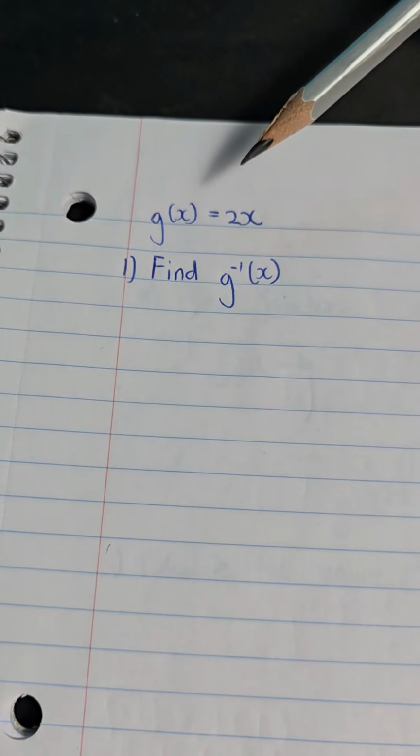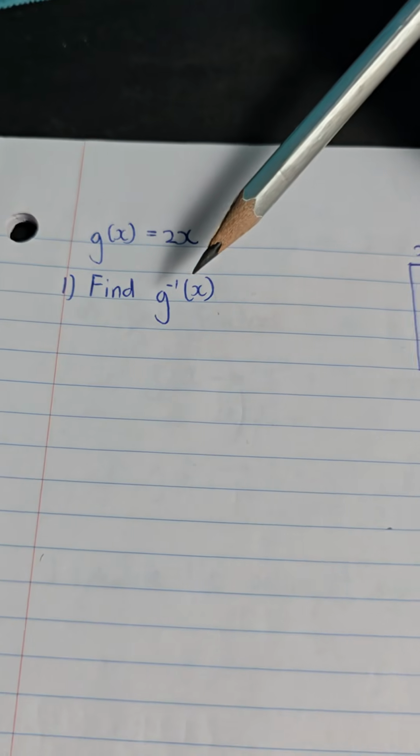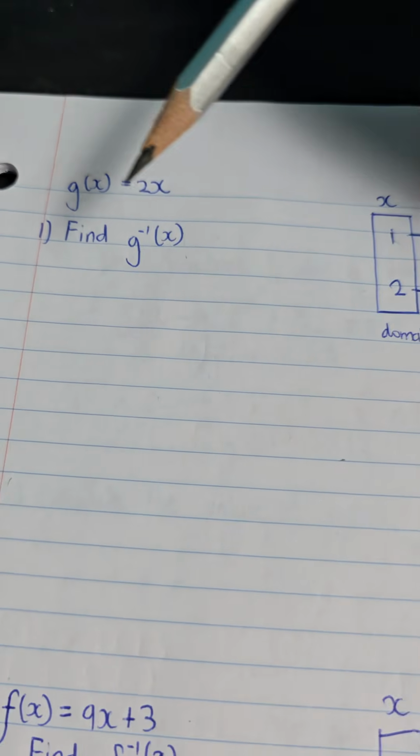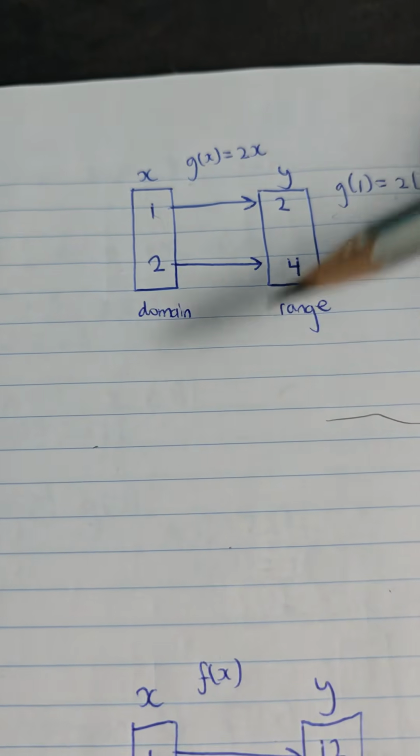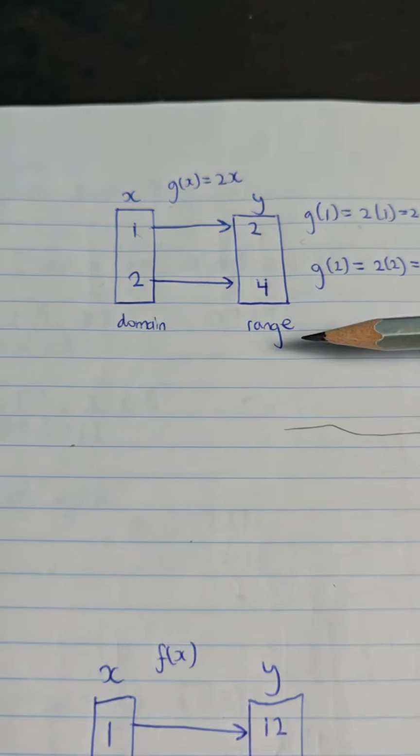We have g of x is equal to 2x. This should look familiar if you watched part 1. And they want us to find the inverse function for x. So to understand this, I've made a mapping diagram here. I have values for x here in the domain, and I have values for y here in the range.